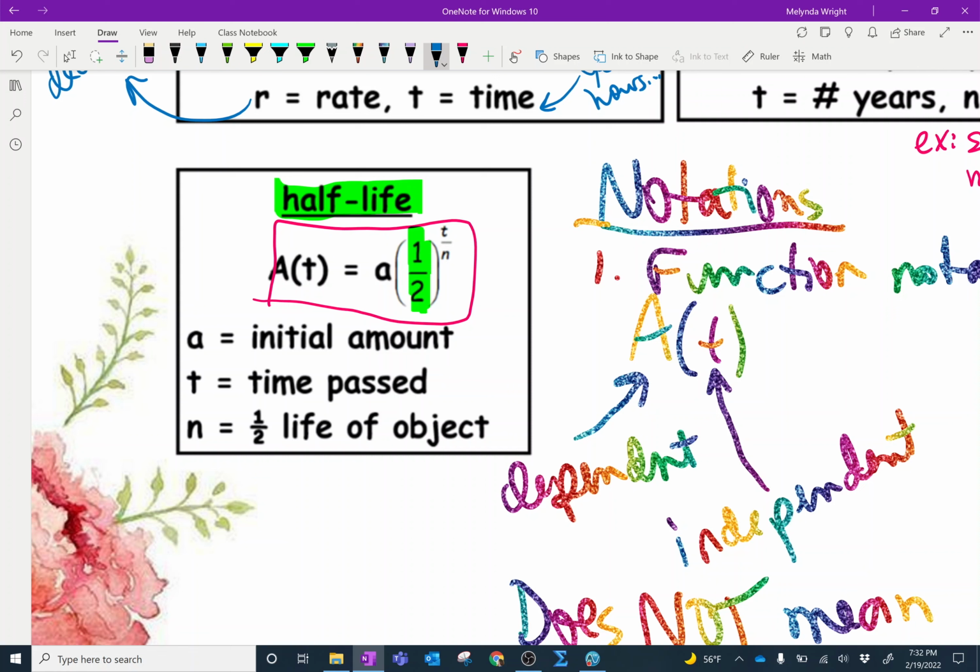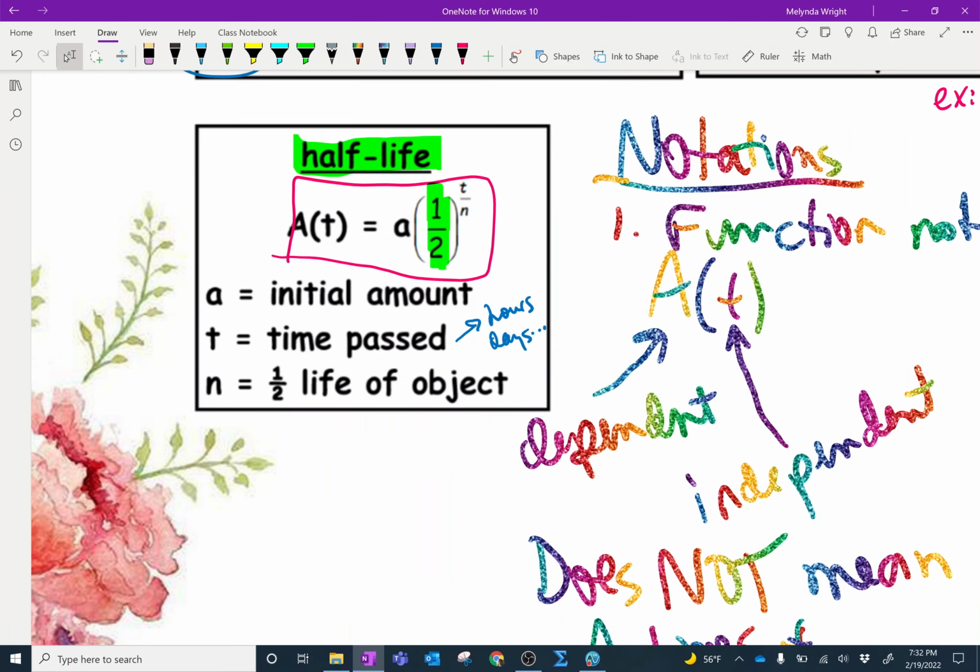So let's say we have a substance and the problem says that the half-life is 100 days. That means that N would be 100. It's not half of 100. Some of my students were getting a little confused and thinking that we're supposed to half that number. No, that is the half-life. What that means is that whatever substance we have, after 100 days, we would only have half of it left. Okay, and so that's the half-life formula.